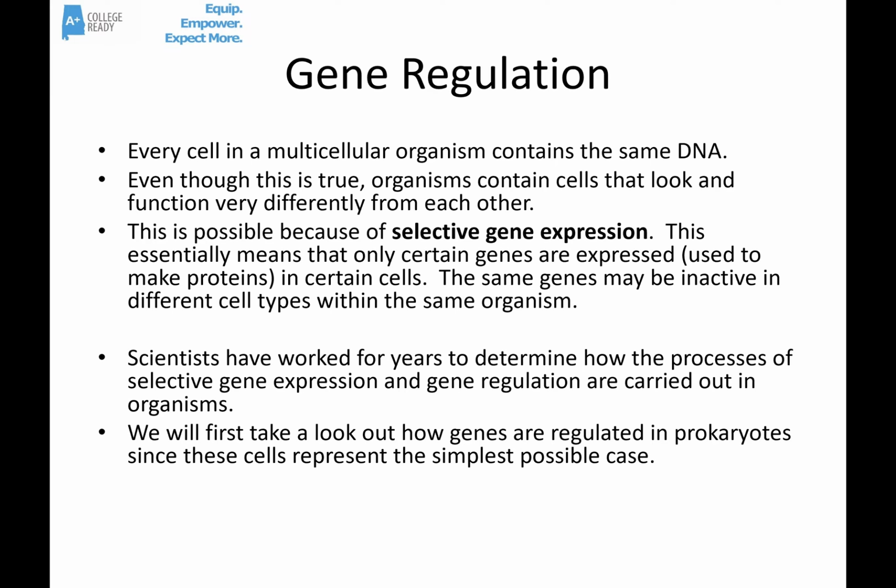This essentially means that only certain genes are expressed in certain cells. A different set of genes is expressed in a different set of cells, and a different set of genes is expressed in other types of cells. These same genes may be inactive in different cell types within the same organism. Scientists have worked for years to determine how the processes of selective gene expression and gene regulation are carried out in organisms. We're going to start by talking about how it works in prokaryotes, bacteria, since these are the simplest case possible.